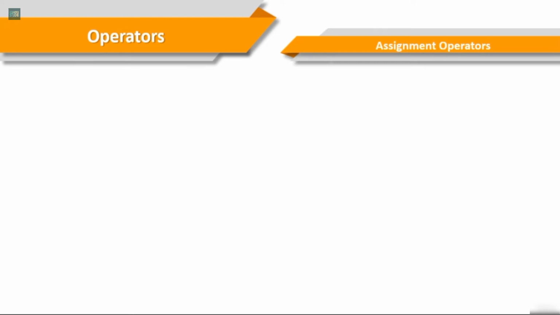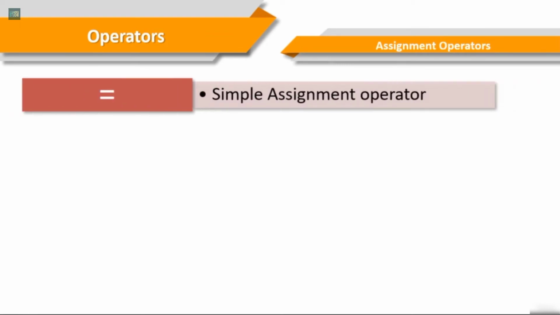Hello, friends. So in this lesson, we're going to learn assignment operators as promised. Assignment operators happen to be the most common operators. An assignment operator assigns the value on its right to the operand on its left. To give you an example, the equal sign is a simple assignment operator. It assigns values from the right side operand to the left side operand.